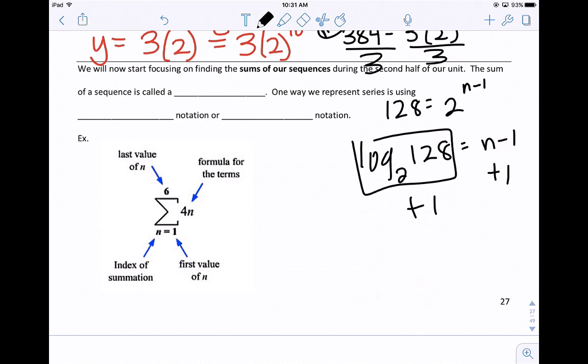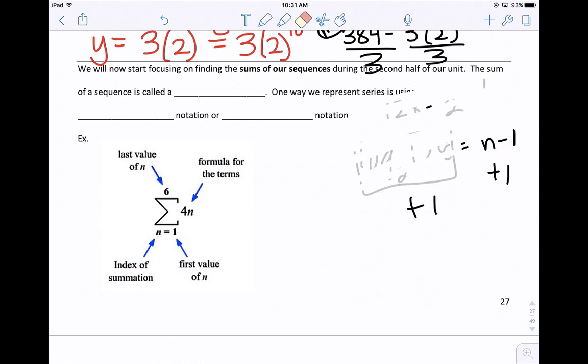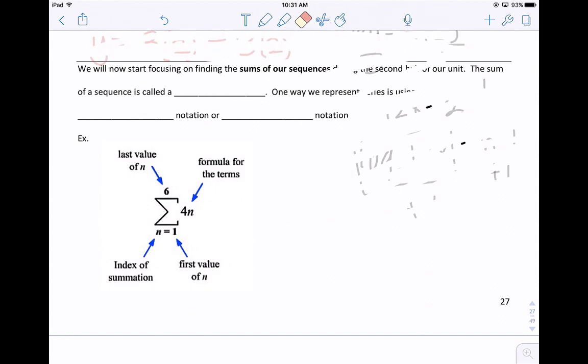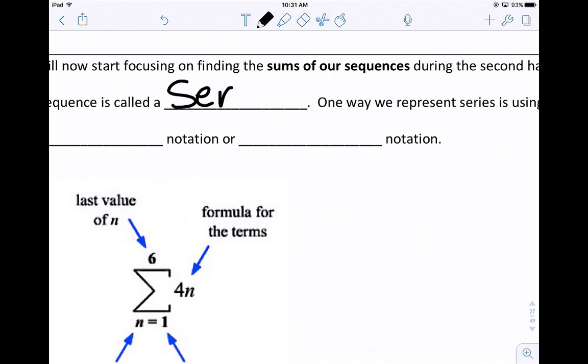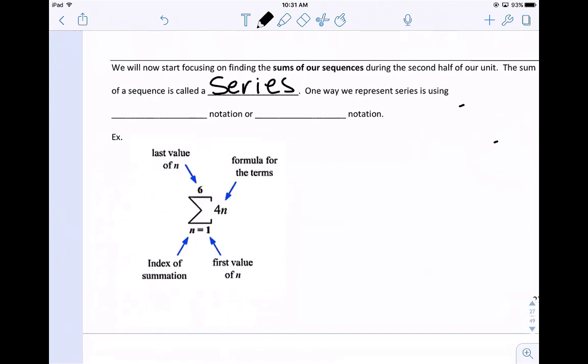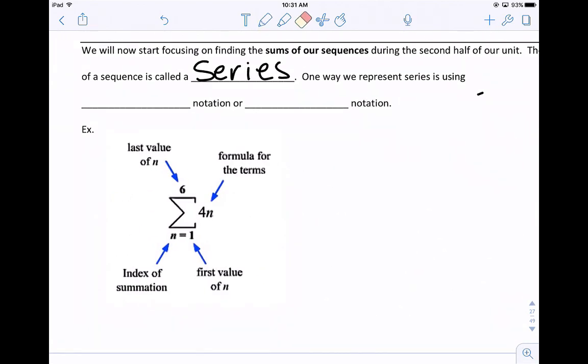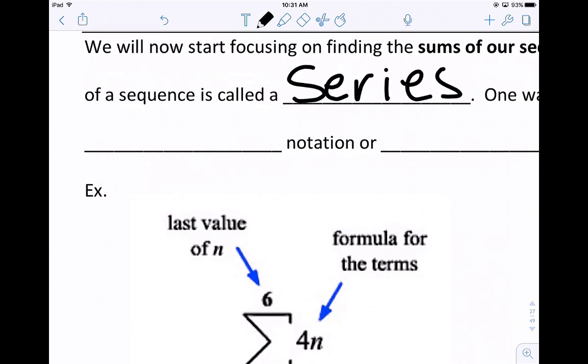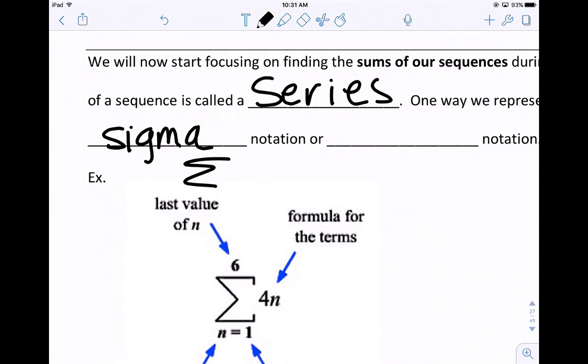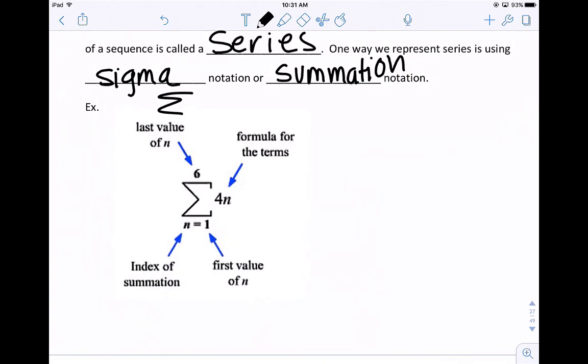Now we start the new stuff. And so here's the new stuff. It says we will now start focusing on finding the sum of sequences. All right, the sum of sequences is called a series. Okay, so when you add up these sums, it's called a series. One way of representing the series is using summation notation, or sigma notation. It's called sigma notation because this symbol that we use is sigma in Greek letters, or we can call it summation notation because we're adding things up.